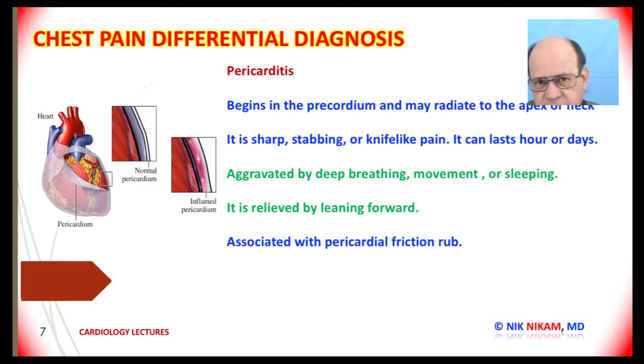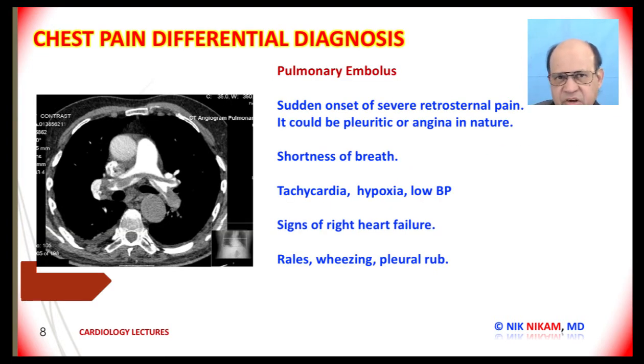Which tell you that you're dealing with pericarditis. Pulmonary embolism. Just like aortic dissection and acute STEMI, pulmonary embolus is an acute thoracic emergency. Here is an example of a CAT scan showing blood clots in both main pulmonary arteries. We are talking about large blood clots.